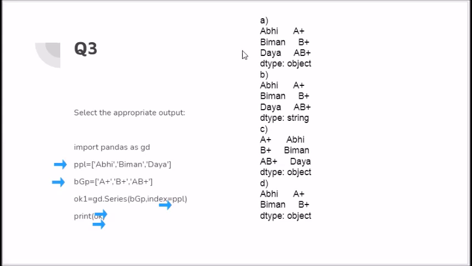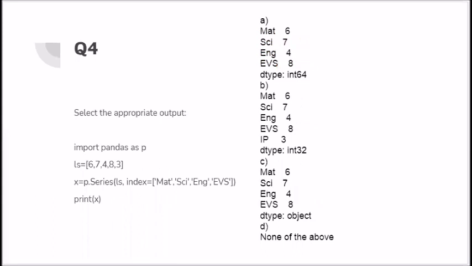Let's start from option D. We have only Abhi and Biman; the index is not there. So wrong. We have the index value as the name of blood group, which goes wrong once again. In this case, the data type given is string, which is wrong once again. We have a data type called object. So the correct answer available is option A. Let's go to the next question now.